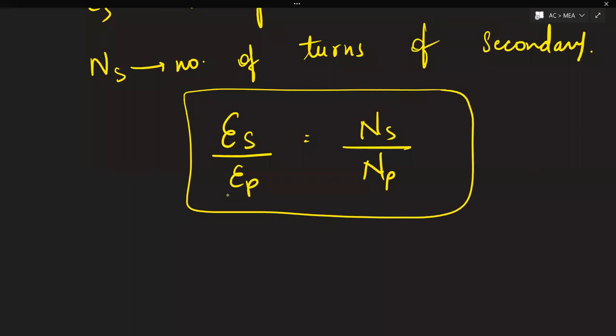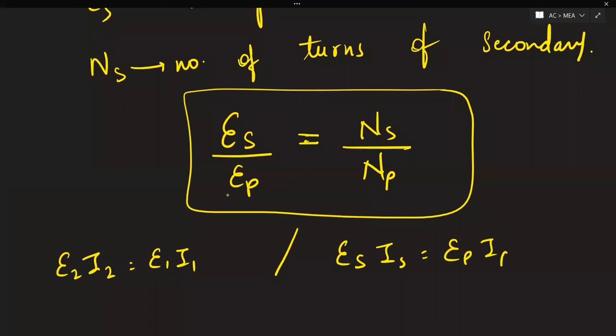You can also write it as EP divided by ES is equal to NP divided by NS. But remember, whatever will be in the numerator for the voltage, exactly the same will be for the number of turns. For current, you will see it getting reversed. I write down the formula of current also. Current is derived from the power; the output power remains the same. So E2 I2 is equal to E1 I1, or you can write it as ES IS is equal to EP IP.